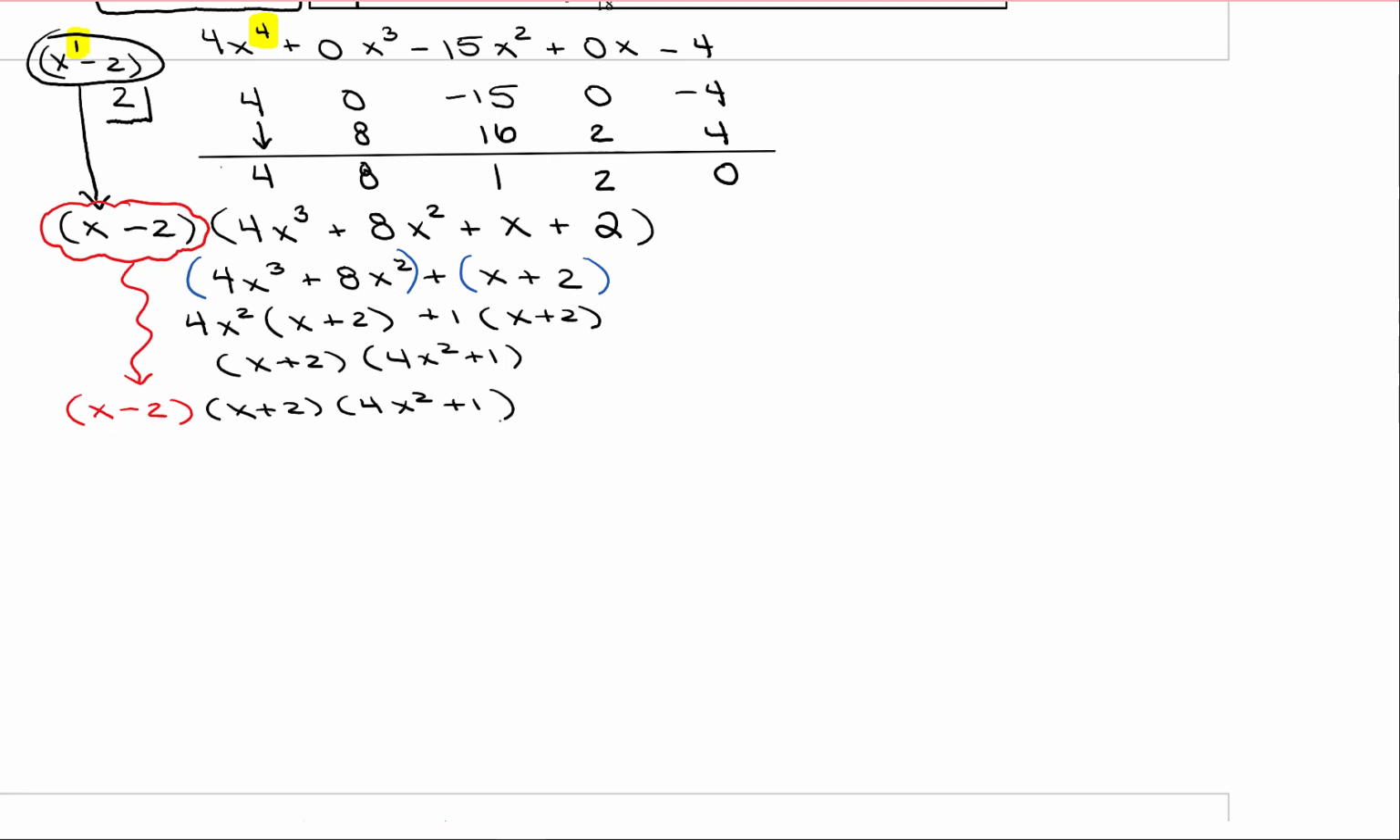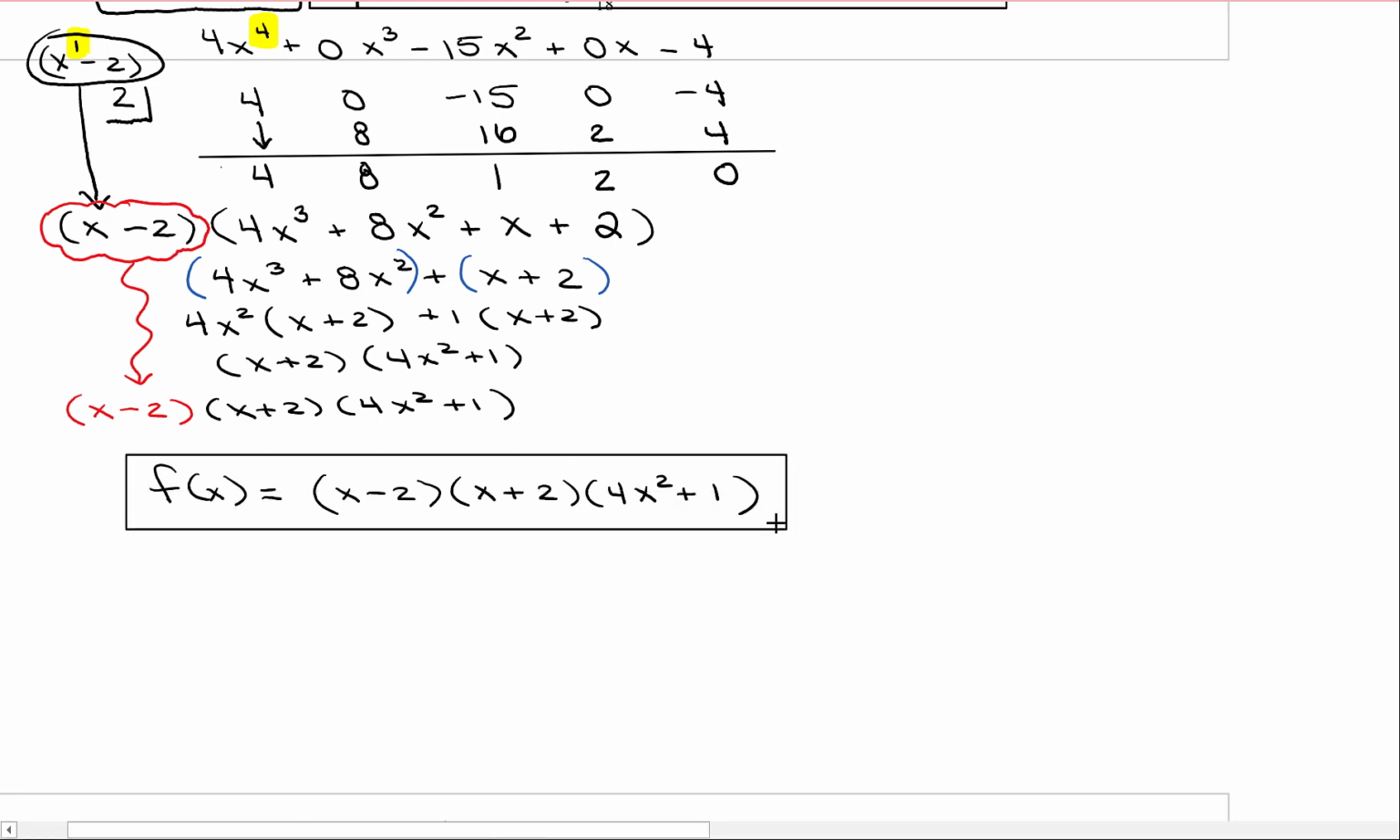So let's go ahead and write this. This is what f of x is equal to in factored form. So I'm going to write down here f of x is equal to all of these 3 factors. And this represents the factored form of f of x.